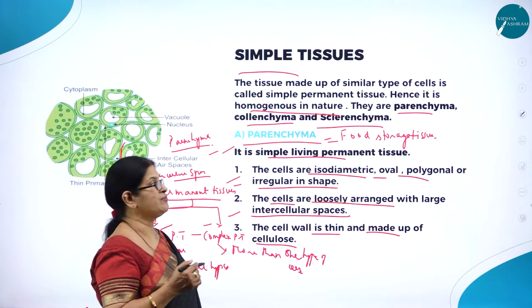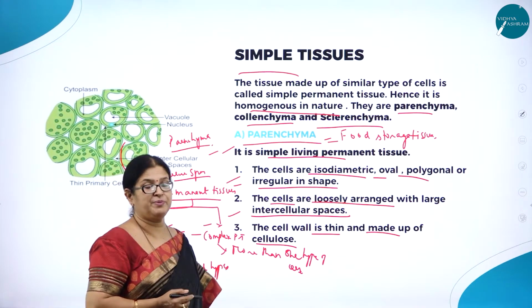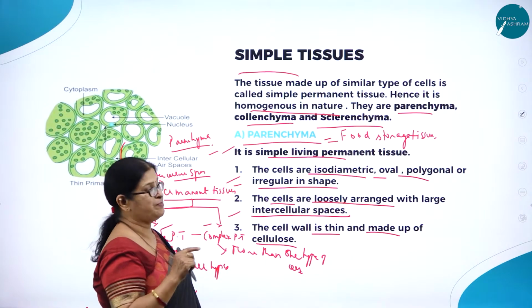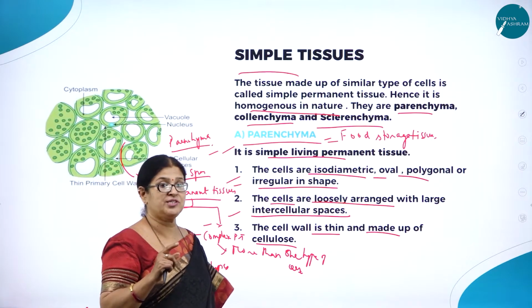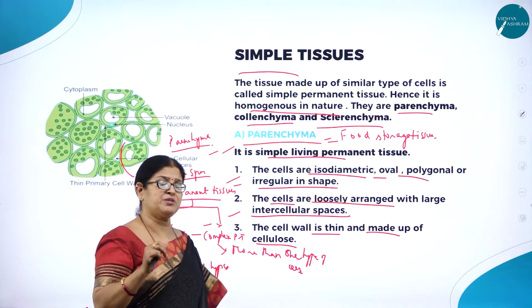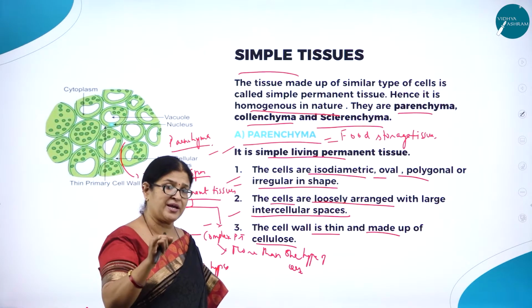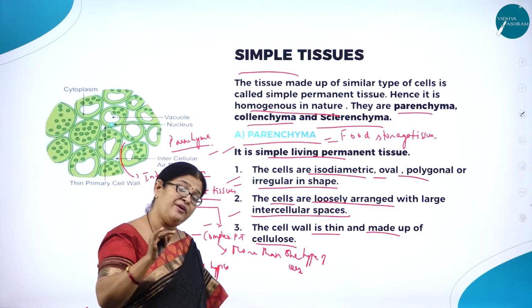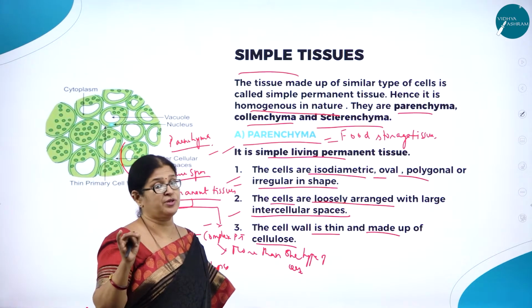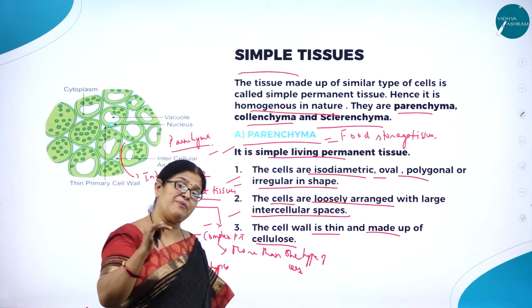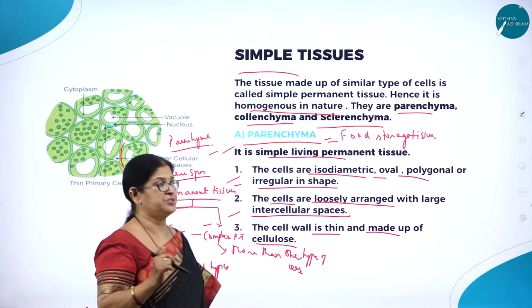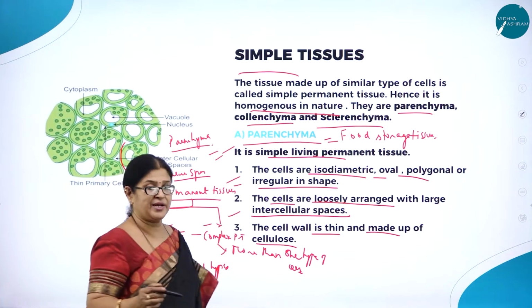Now let us understand once again what is simple permanent tissue. The tissue made up of similar type of cells is called as a simple permanent tissue. Hence it is homogeneous in nature. What are the three types of simple permanent tissue? One is parenchyma, which is a food storage tissue. Second one is collenchyma. Parenchyma is a living food storage tissue. Collenchyma is a living mechanical tissue. Then sclerenchyma is a dead mechanical tissue. Moving on to the first one called parenchyma.